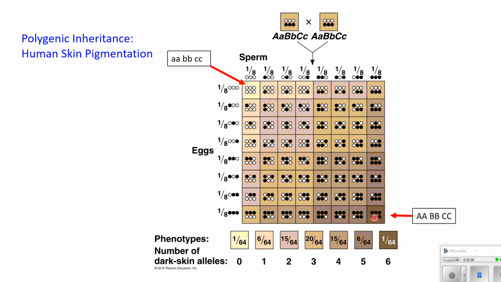And again, the greater the number of dominant alleles, the darker the skin, and the greater the number of recessive alleles, the paler and the less pigmented the skin is. So that's polygenic inheritance. Poly meaning many, genic meaning genes. So this is many genes contributing to one trait. Many genes, one trait. Polygenic inheritance.